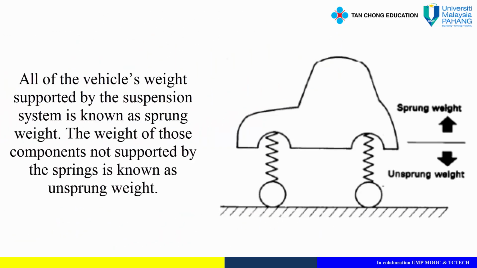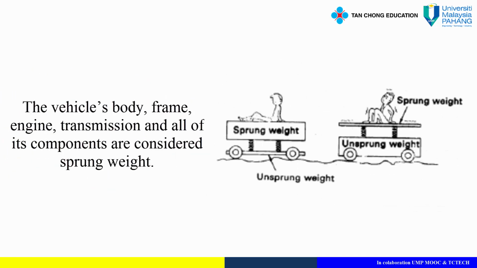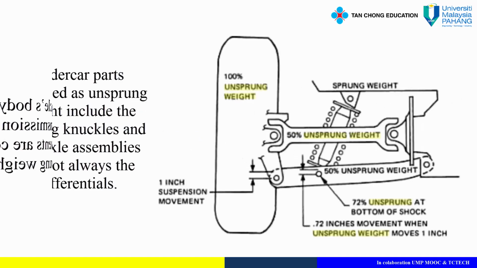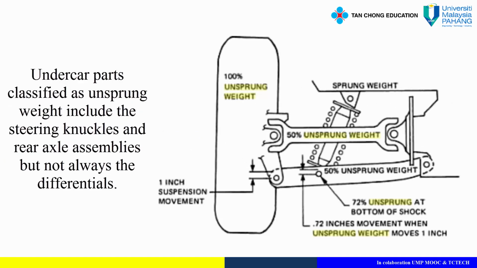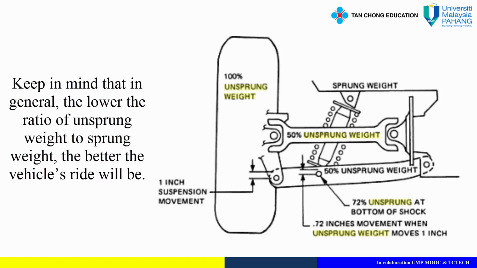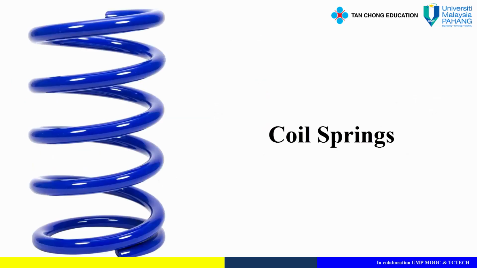All of the vehicle's weight supported by the suspension system is known as sprung weight. The weight of those components not supported by the springs is known as unsprung weight. The vehicle's body, frame, engine, transmission, and all of its components are considered sprung weight. Undercar parts classified as unsprung weight include the steering knuckles and rear axle assemblies, but not always the differentials. Keep in mind that, in general, the lower the ratio of unsprung weight to sprung weight, the better the vehicle's ride will be.